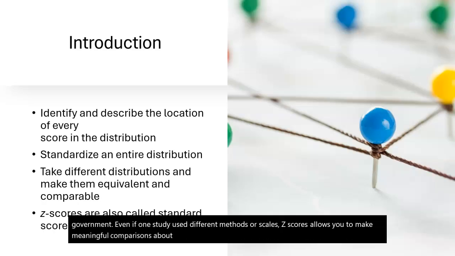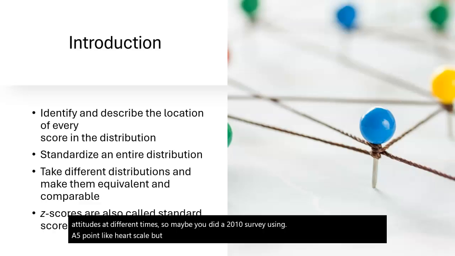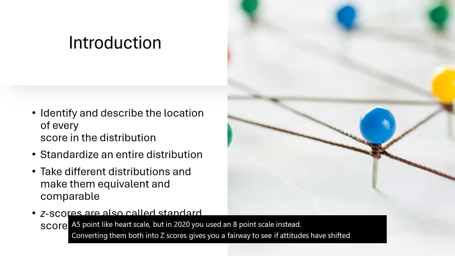It's also useful if you collect data about similar social attitudes at different times. So maybe you did a 2010 survey using a 5-point Likert scale, but in 2020, you used an 8-point scale instead. Converting them both into z-scores gives you a fair way to see if attitudes have shifted over the decades.